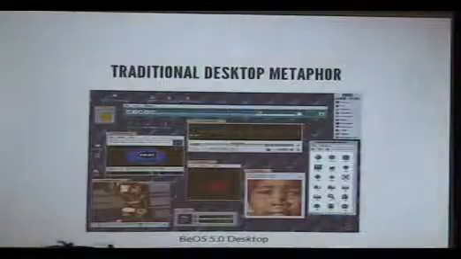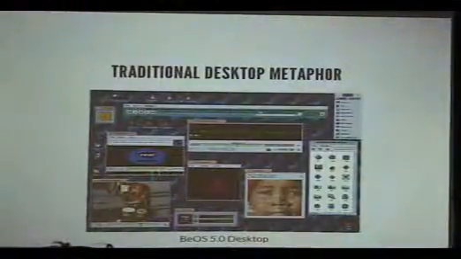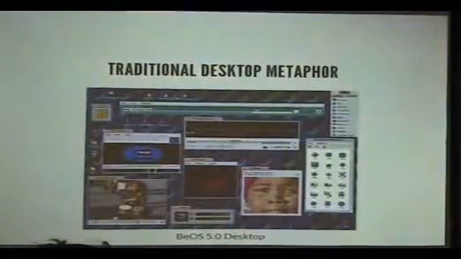It's the desktop metaphor where they use the concept of a physical desk and lay out your files as icons on the metaphorical desktop and have windows as if they were pages and papers on your desktop. So there's a workspace for you to work with. It's a terribly convoluted concept if you think about it.